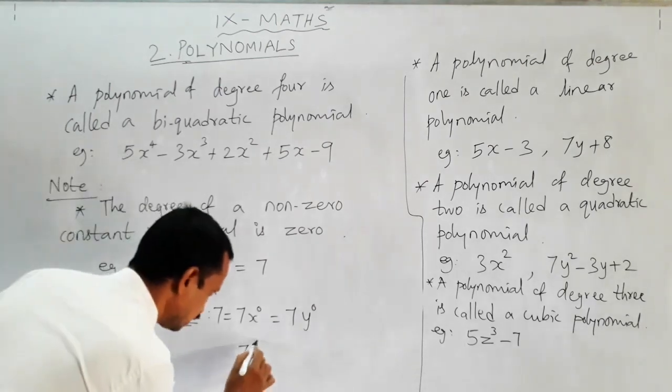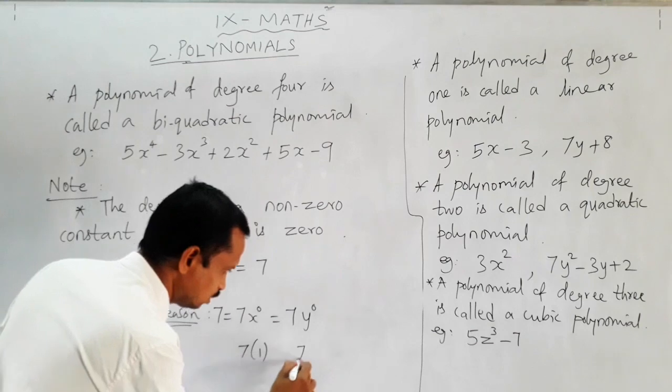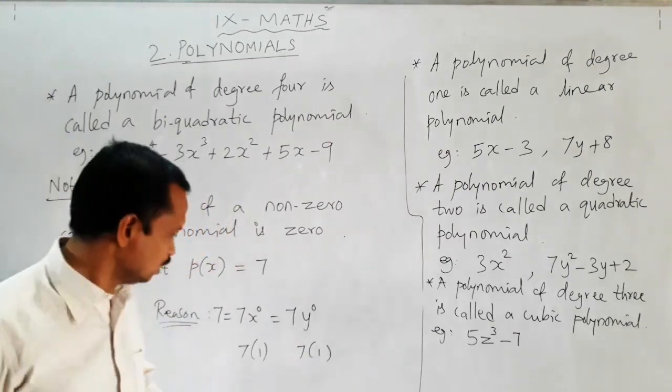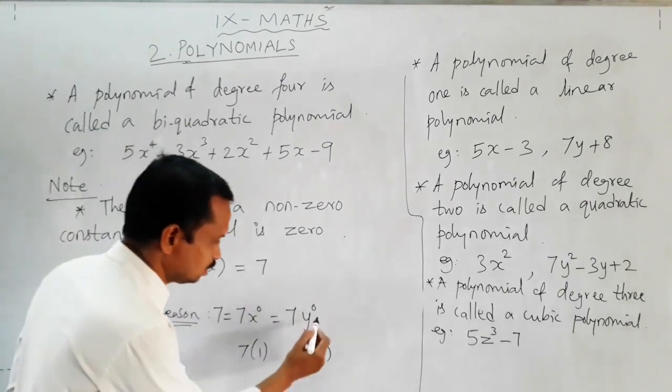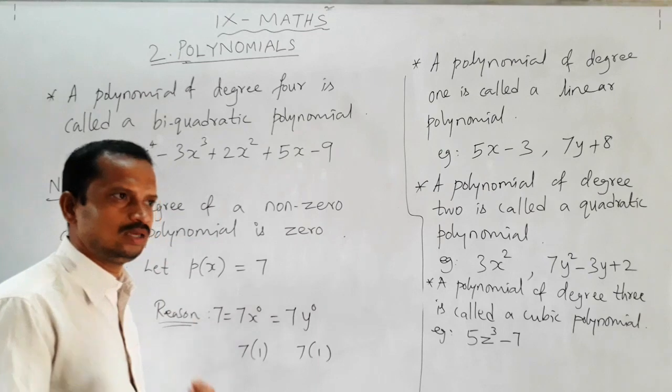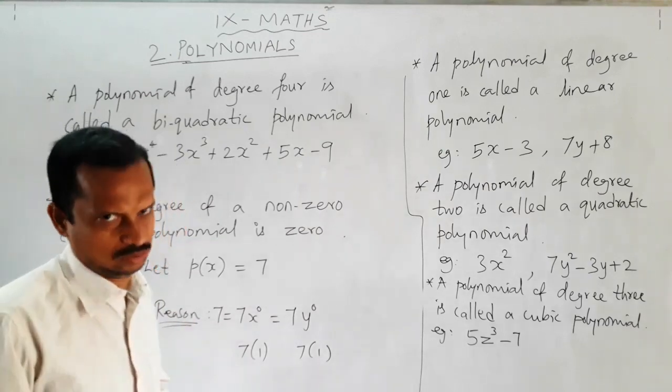So this is 7 into 1. This is 7 into 1. Y power 0 is 1. So anything power 0 means 1. So we can write in any way. Yes or no? Any way you can write. So any variable you can use, but exponent should be 0.